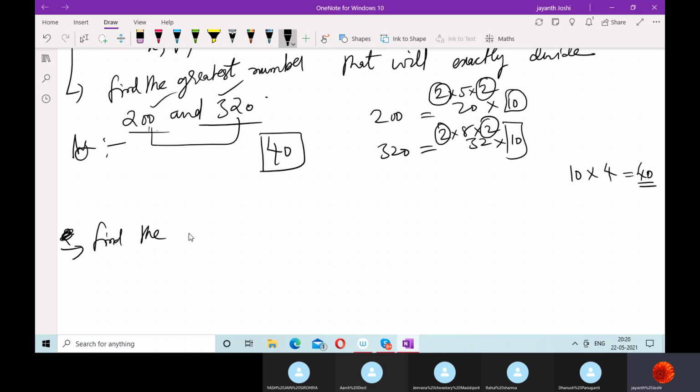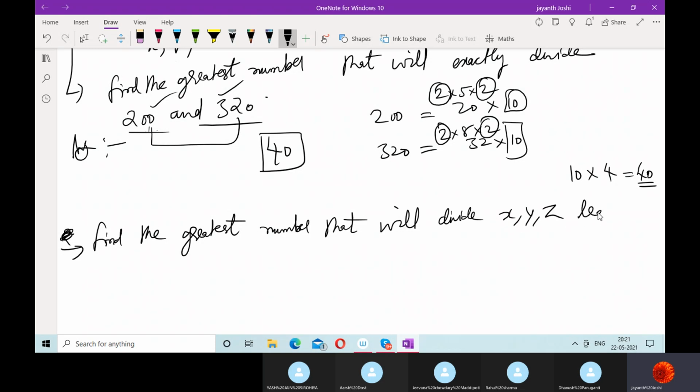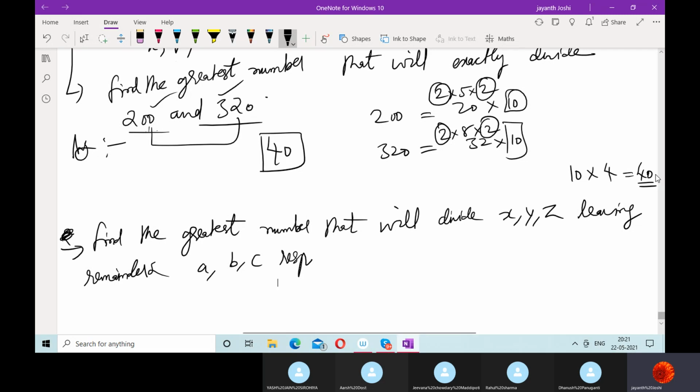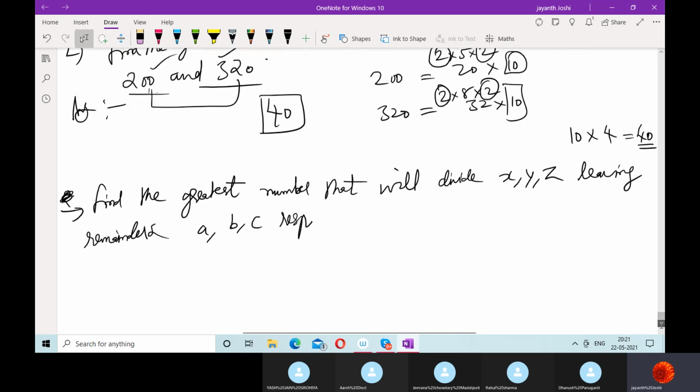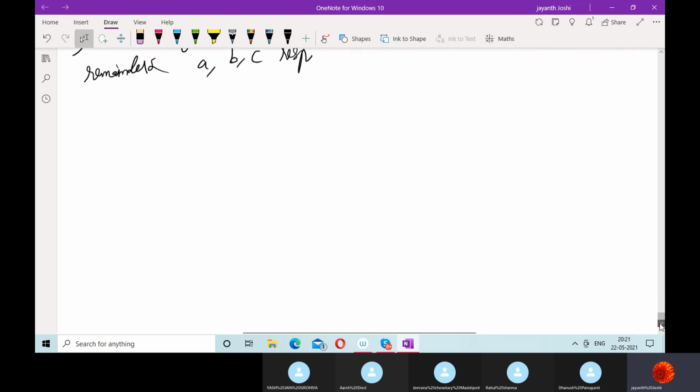Find the greatest number that will divide x, y, z, leaving remainders A, B, C respectively. Okay, just leave it. I'm writing here.